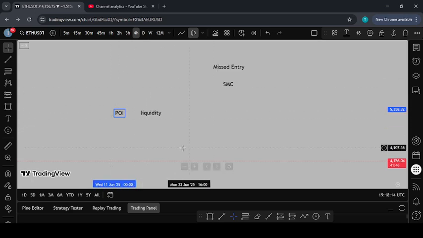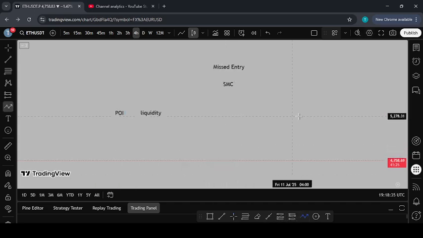Now, this point of interest, we have discussed several types that we look out for. We have order blocks, breaker blocks and mitigation blocks. You guys confuse that, mitigation blocks and breaker blocks. I think I'll just find a simple way to teach you guys what that means.